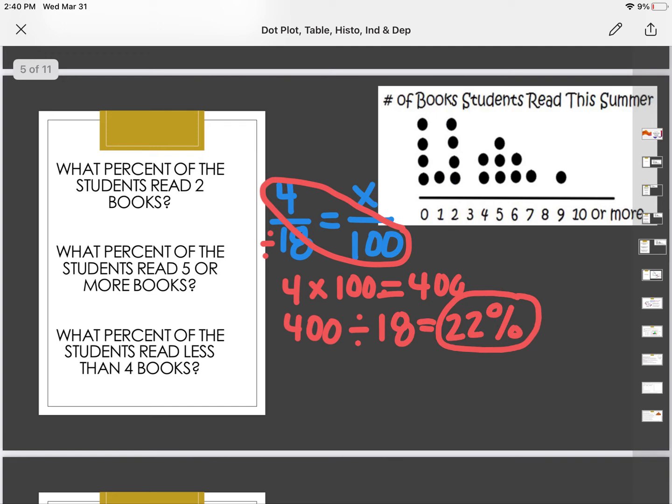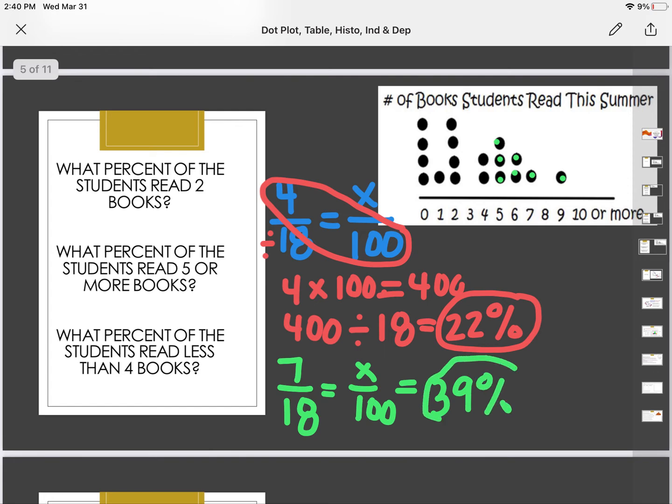The next one's asking about 5 or more books. So we need to look at 5 or more. So count your 5s, 1, 2, 3, and everything more. 4, 5, 6, 7. So that's 7 students out of 18 students equals x over 100, because we're looking for a percentage here. When you multiply 7 times 100, you would get 700, and then 700 divided by 18 is going to give you 38.8888 repeating, but we're going to round up to 39%. So 39% of the students read more than 5 books.